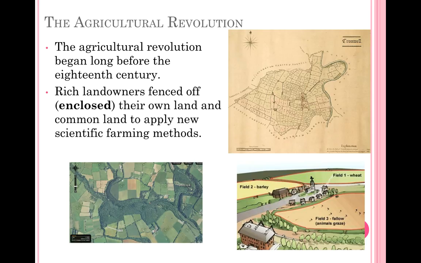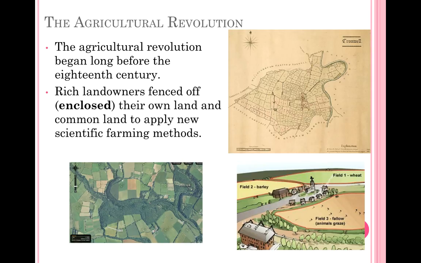And new food crops, many of which were from the Americas, thank you Columbian Exchange, as well as new forage crops produced more food per acre and allowed farmers to raise more cattle for meat and milk. Only very wealthy landowners could afford to invest in new crops as well as new farming methods. So these rich landowners fenced off their own land and common land to apply new scientific farming methods. And this is called enclosing or the enclosure movement.